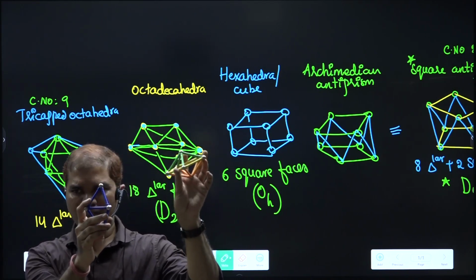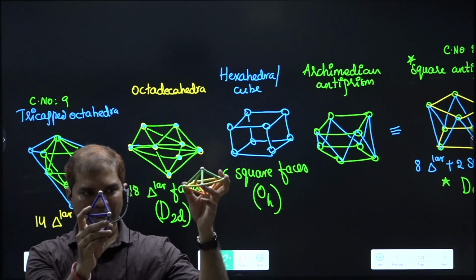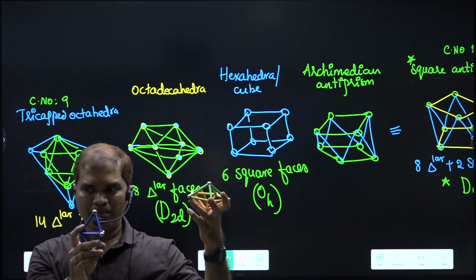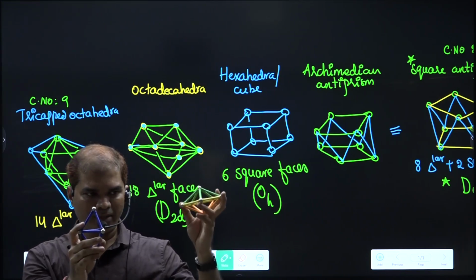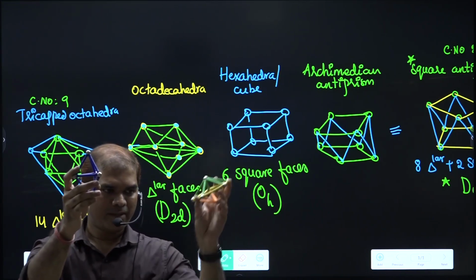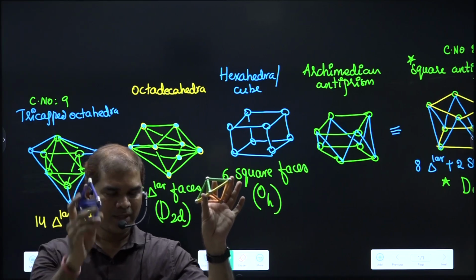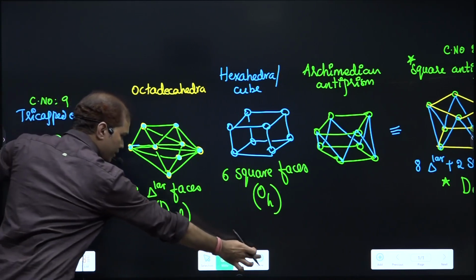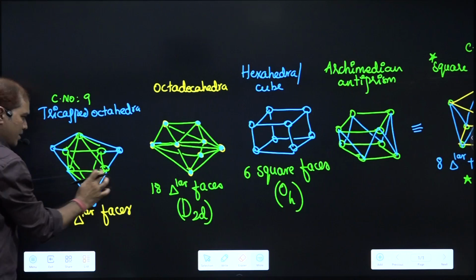Now, are you able to imagine octahedra? Monocapped, bicapped, tricapped, tetracapped octahedra, trigonal prism, monocapped, bicapped and tricapped, PBP, TBP. I am trying to show the maximum number of geometries. When we go to higher level, we cannot show all of them. Tricapped octahedra. Have you drawn tricapped trigonal prism?